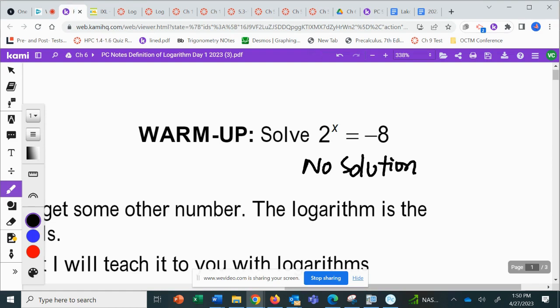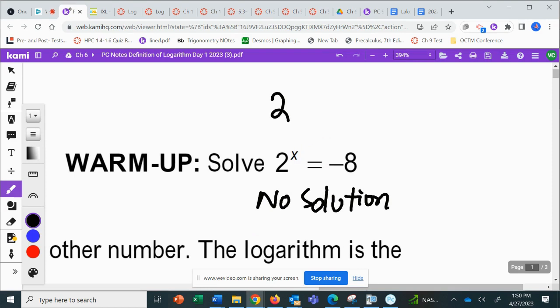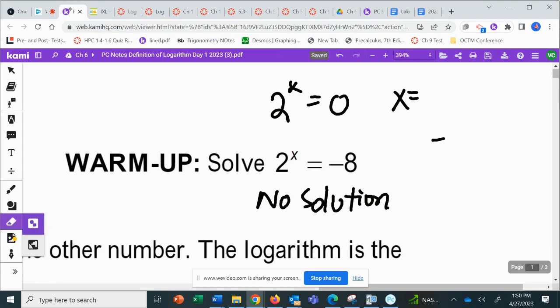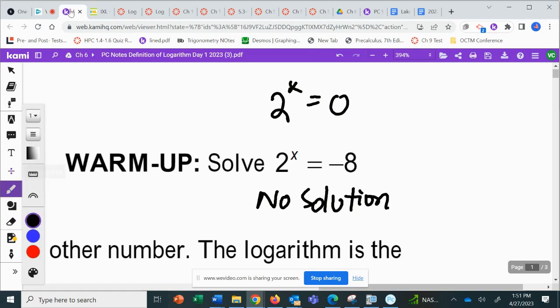So the second warm-up that I put on the board was 2 to the x equals 0. So if I say x equals 1, you are telling me 2 to the 1st equals 0? No. 2 to what exponent will equal 0? Nothing? 2 to the 1st equals 2. 2 to the 0 equals 1.